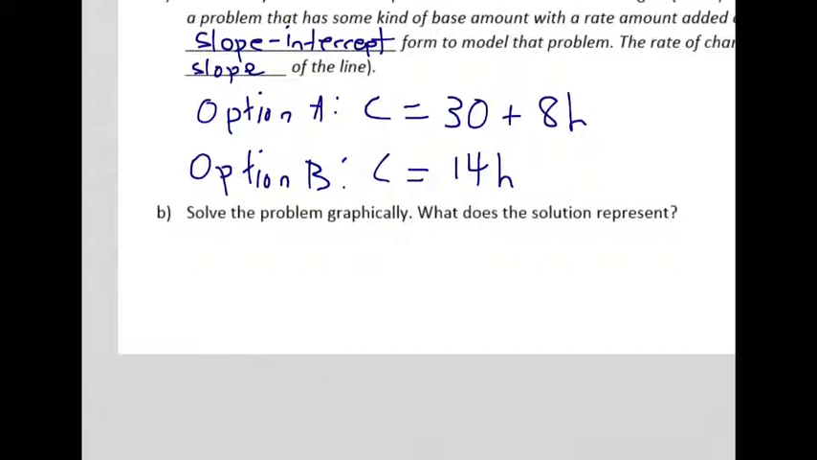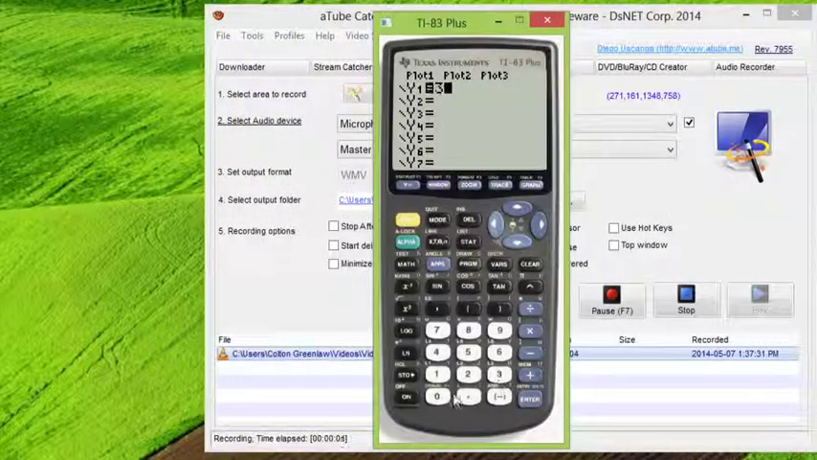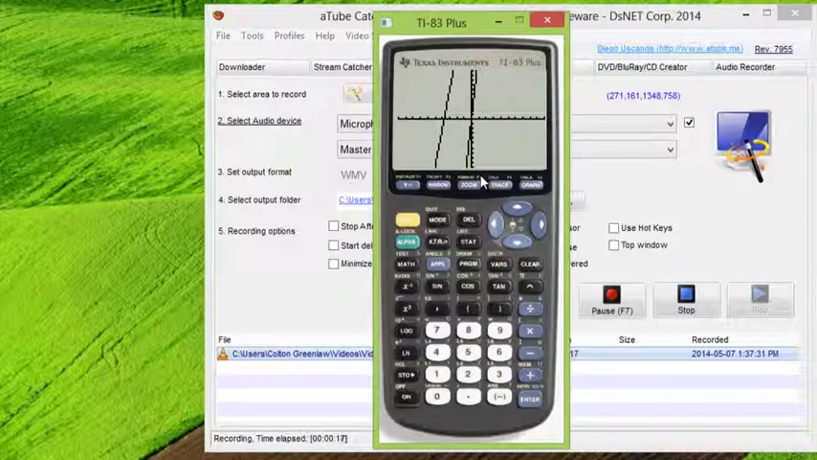Table values, maybe. Table values you could. Graphically. We could find it graphically. And find what special point? The intersection point. Okay, let's do that. So y1 was 30 plus 8x, and the other one was just 14x. Right? If I graph it, can I see my intersection point?